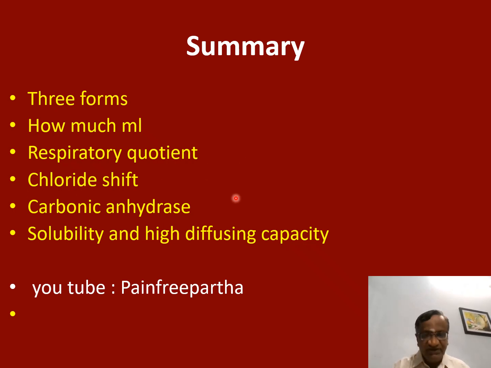What is chloride shift? Because carbonic acid is formed, bicarbonate goes out, so chloride has to go inside the cell to maintain electroneutrality. That is called the Hamburger phenomenon. Carbonic anhydrase has two forms, the fast form being more in the red cell. That is why it is used. Carbon dioxide has high solubility and high diffusing capacity. That is why even with 50% shunt, 50% non-working lungs, the carbon dioxide remains stable while there is severe hypoxemia.